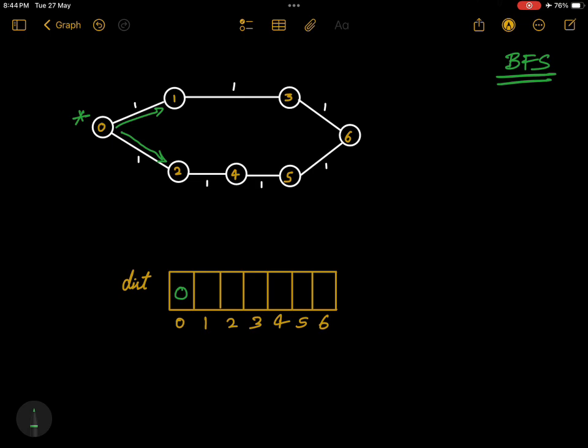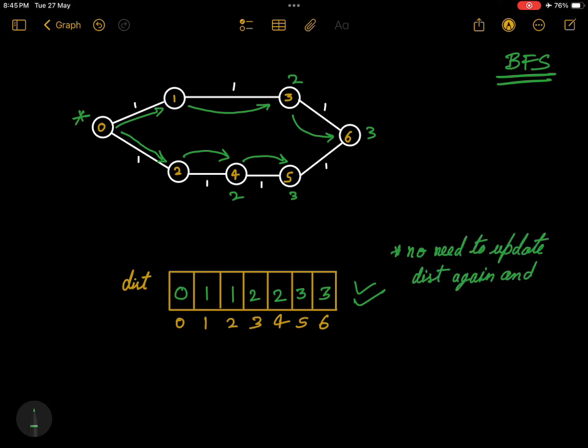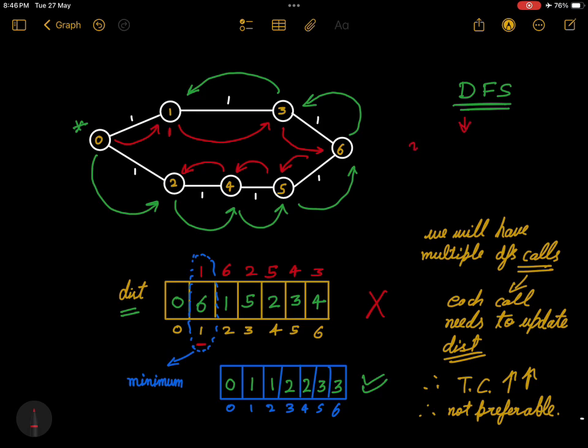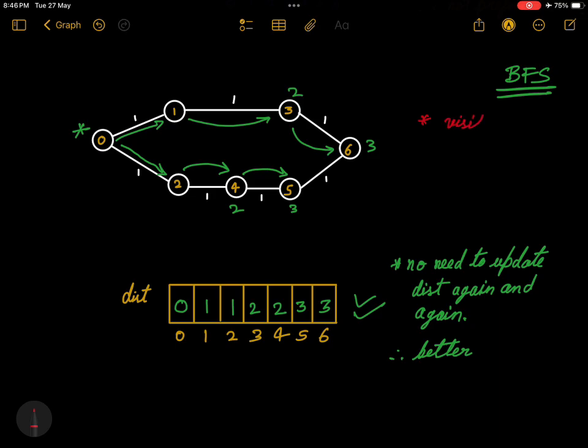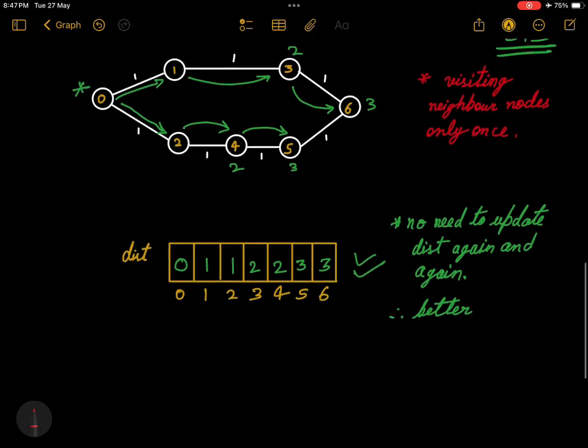So 0 will be at distance 0, 1 and 2 will be at distance 1, 3 and 4 will be at distance 2, and 6 and 5 will be at distance 3. And in first pass only we got the correct answer. We don't need to visit the nodes again and again. Right? We don't need to change the distance vector again and again. So that's why BFS is preferred over DFS in such cases. With DFS we are visiting nodes multiple times, and BFS just visits neighboring nodes once. So the time complexity of BFS is better.